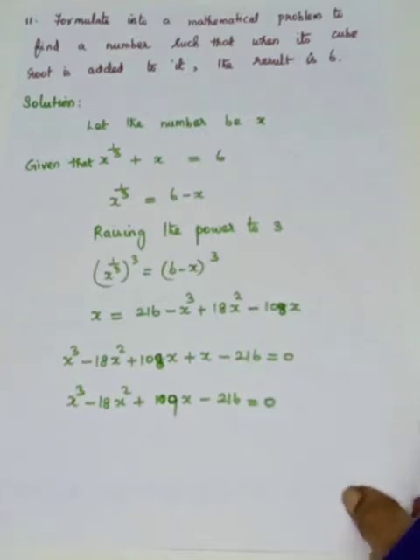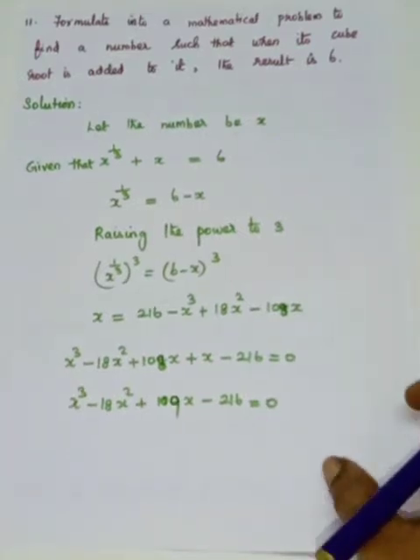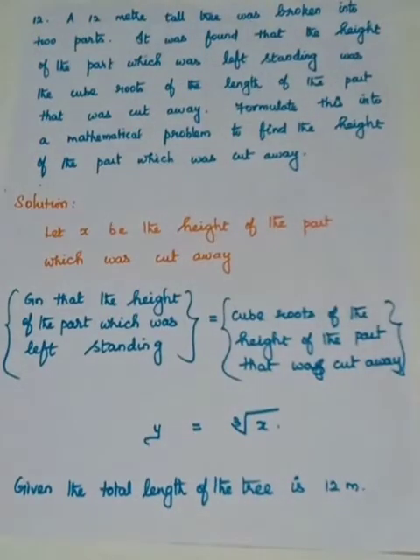So this is the mathematical problem for the given condition. And coming to problem number 12: a 12-meter tall tree was broken into two parts. It was found that the height of the part which was left standing was the cube root of the length of the part that was cut away.